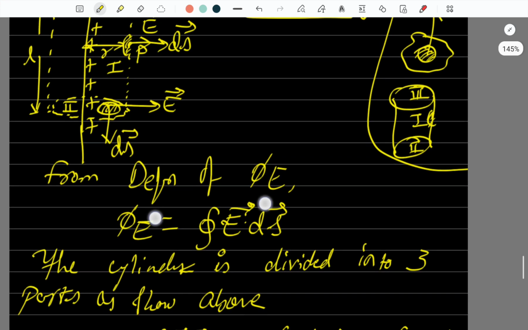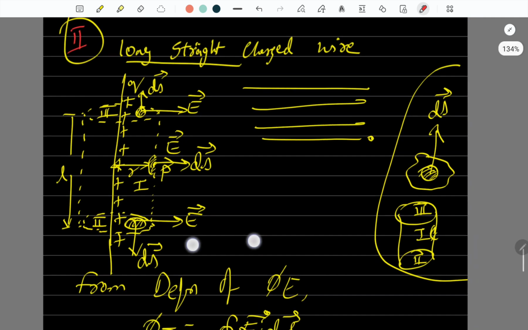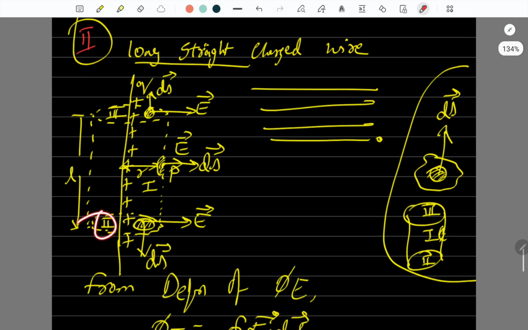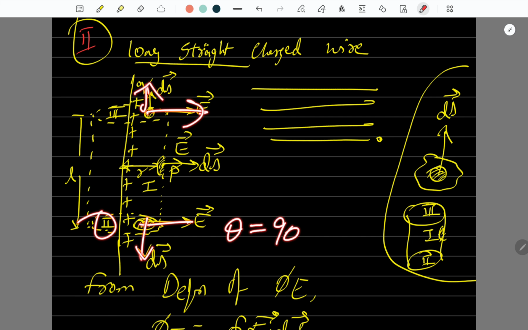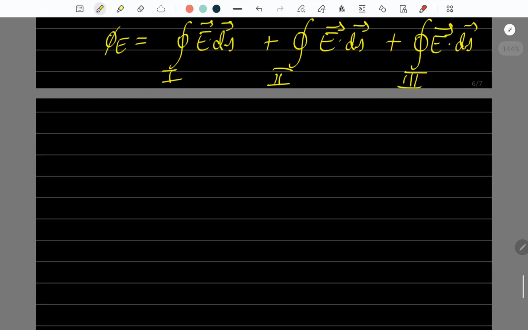The first part is the curved surface. ds and E are in the same line, so theta here is 0. But for the second part, E is like this, ds is like this, theta here is 90. Here also E is like this, ds is like this, theta is 90. So for the second and third cases, theta is 90. For the first case, theta is 0.